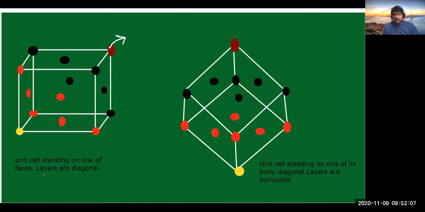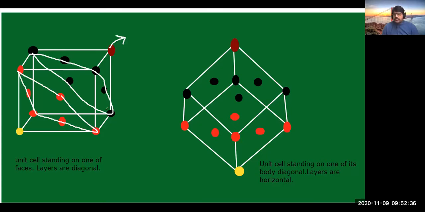And when the unit cell is standing on one of its faces, the layers are very clearly diagonal. So here, this is layer 1. This is what we call layer 2. This is layer 2. And here, this is layer 3. This is layer 3. How many particles? 6 particles. And here, this is layer 4.